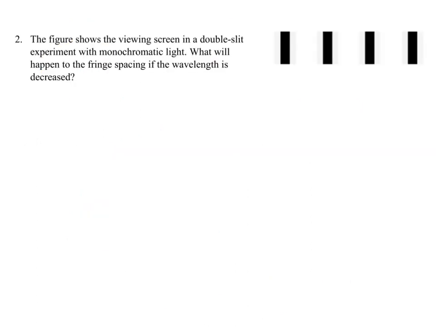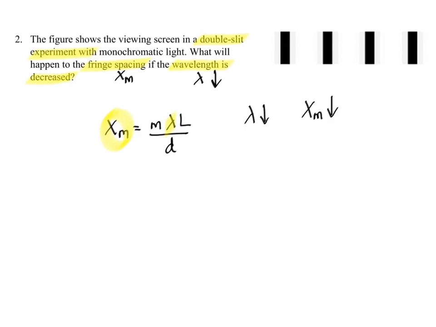Now this problem is similar to the previous problem, but one of the parts of the previous problem. Here it says, what will happen to fringe spacing if the wavelength is decreased? So that means what will happen to XM if lambda is decreased. Again in the formula, XM and lambda have a direct relation. So if lambda decreases, XM will also decrease. That means fringe spacing will decrease.